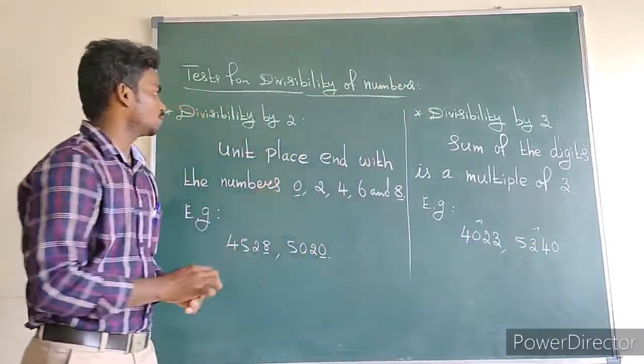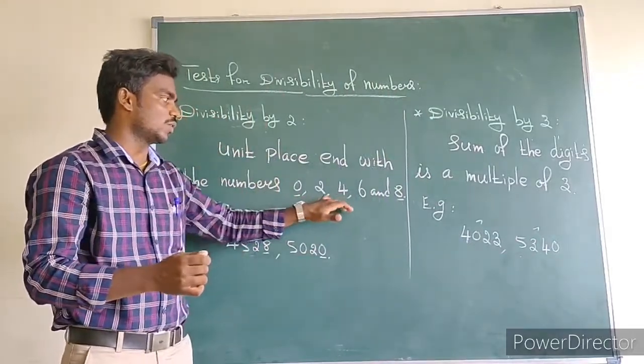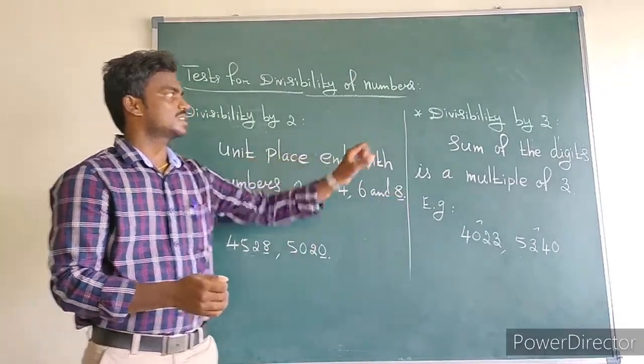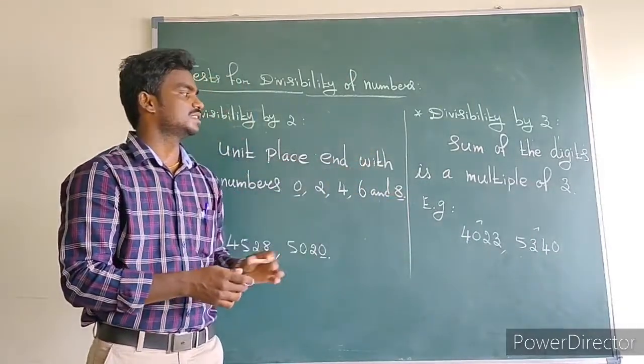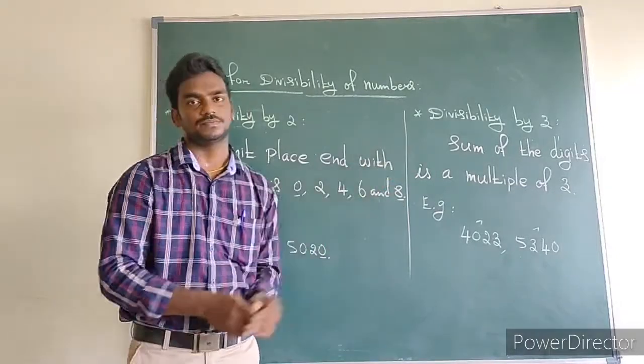So what is the condition for 2? The condition for 2 is that the last digit ends with 0, 2, 4, 6 or 8. So this number is divisible by 2. And what is the condition for 3? The condition for 3 is that the sum of the digits is a multiple of 3. That number is divisible by 3.